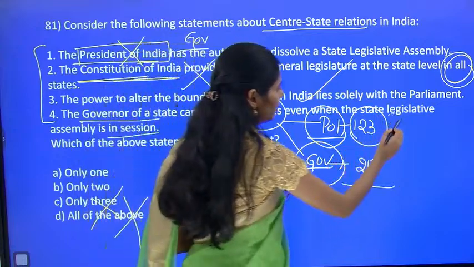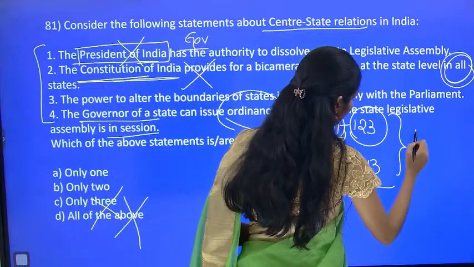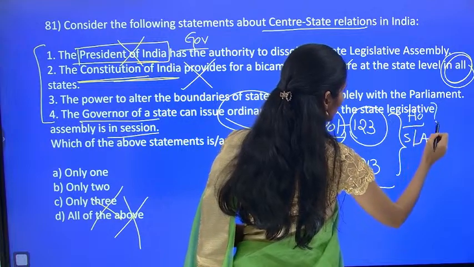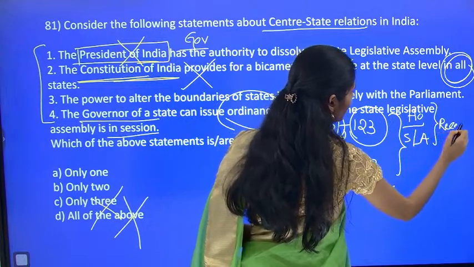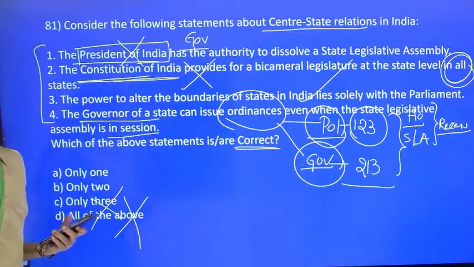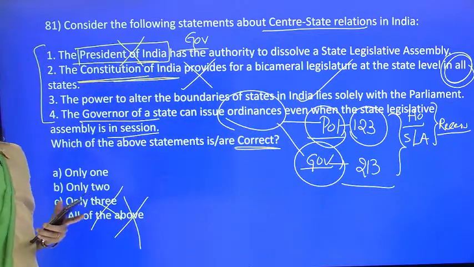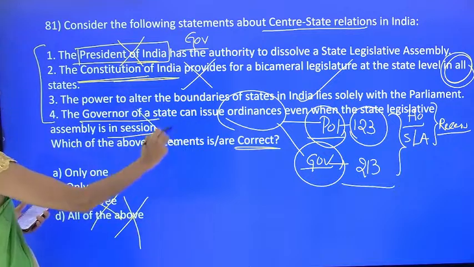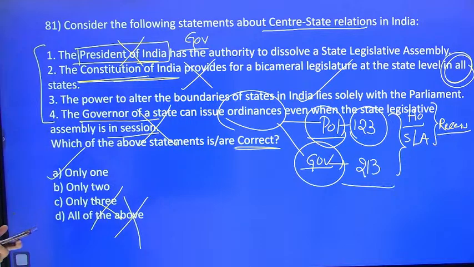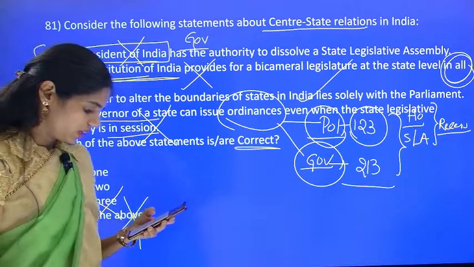But this can be done only when the state legislative assemblies or houses are in recess. If they are not in session, then only can they make the laws. But if they are in session, they can't. So this statement is also incorrect. So only one statement is correct. So the correct answer is A, 1 only.